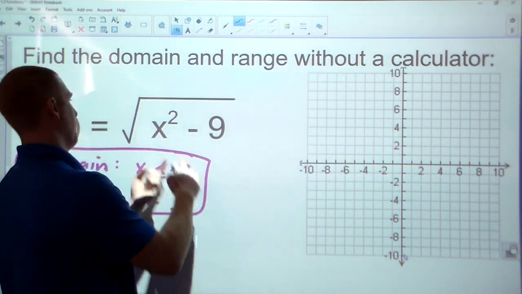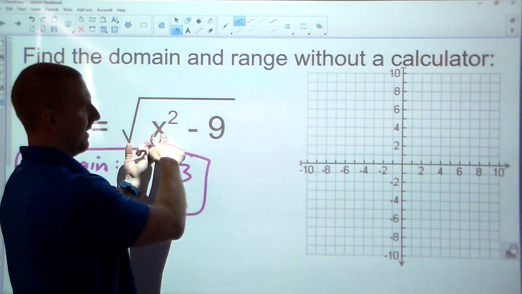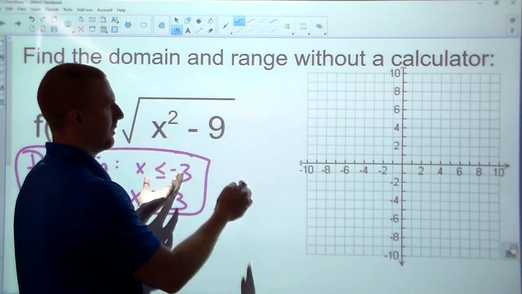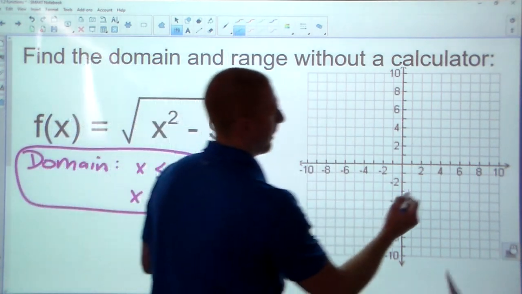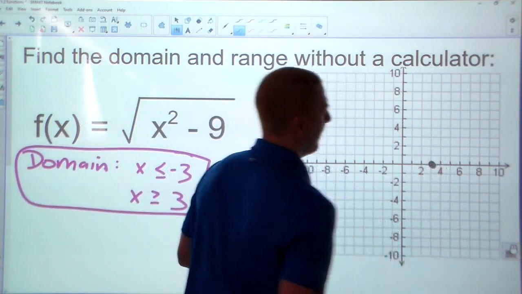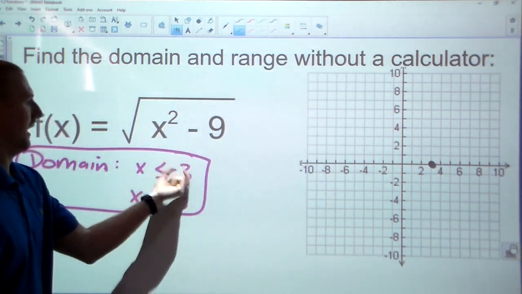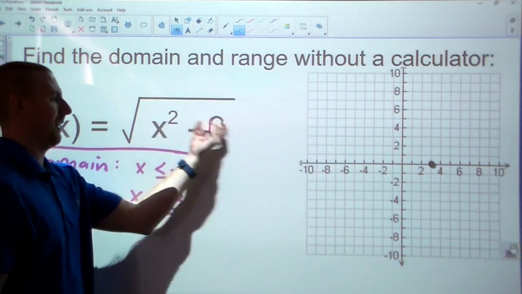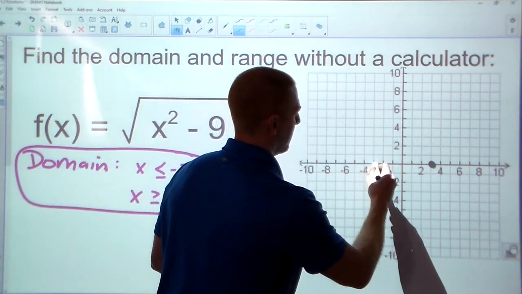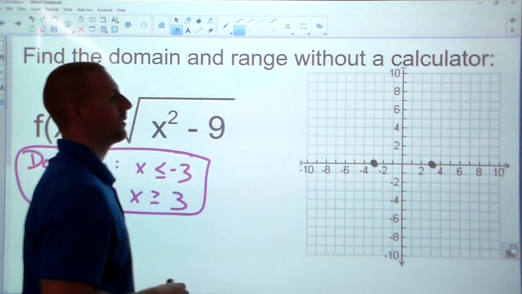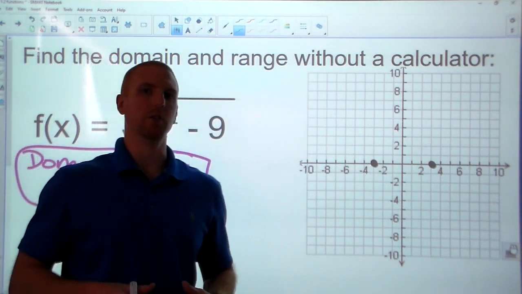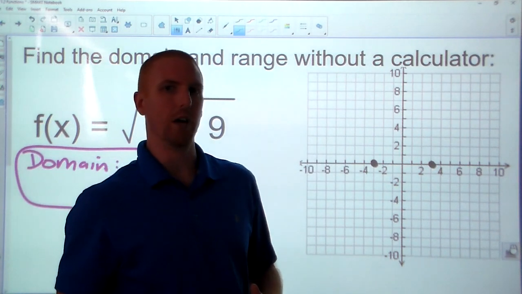If I put in 3 for x, well, 3 squared is 9. 9 minus 9 is 0. So if I plug in 3, I get 0. And same thing if I plug in negative 3. Negative 3 squared is 9. 9 minus 9 is 0. So I get 0. Okay? You can do as many of these as you need to until you get the idea of the shape.